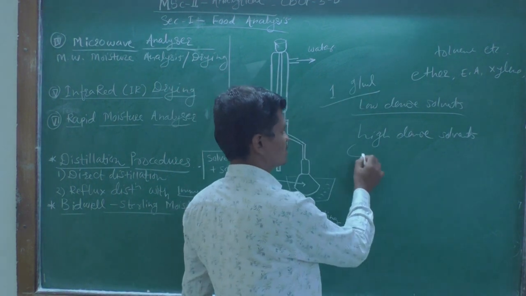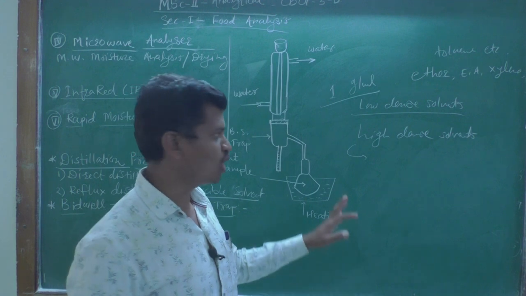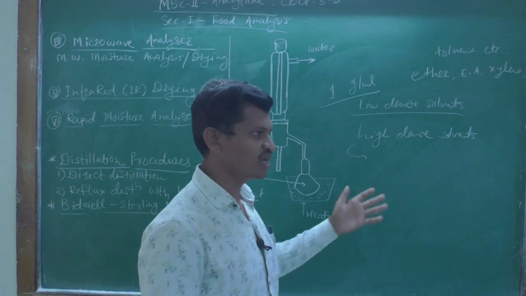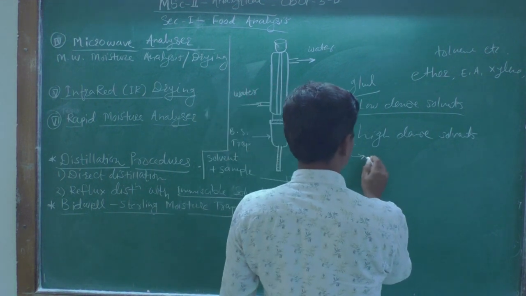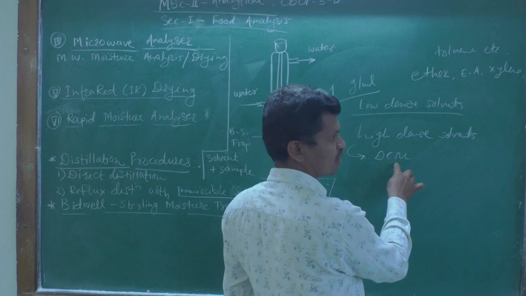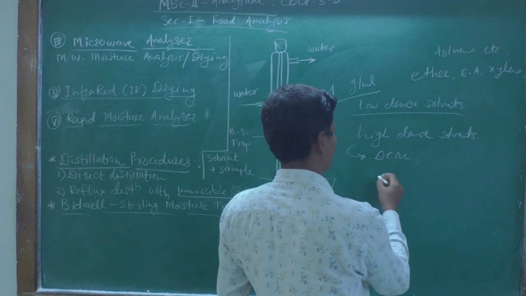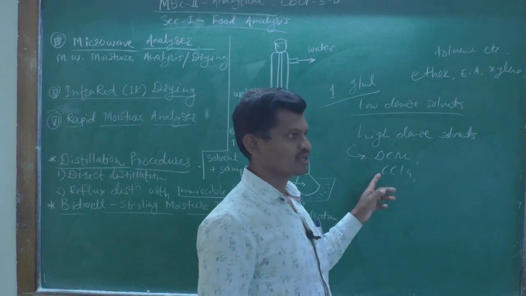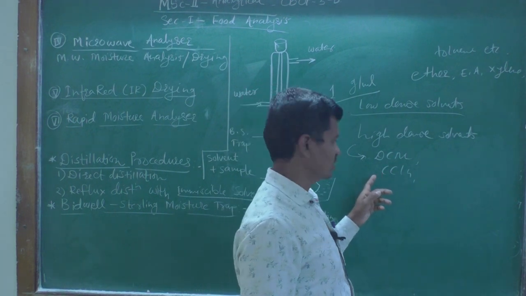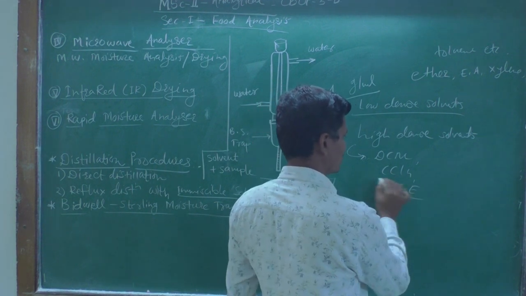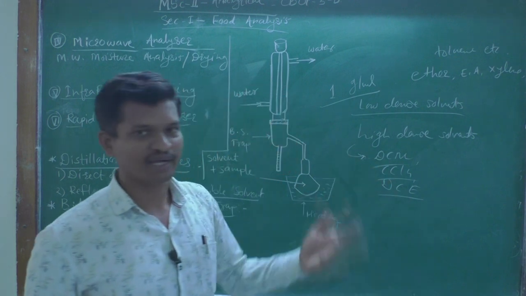Then high dense solvents. All chlorinated solvents are high dense solvents, meaning their density is greater than 1. These include DCM, that is dichloromethane or methylene dichloride, then CCl4, then dichloroethane. All these are examples of high dense solvents.